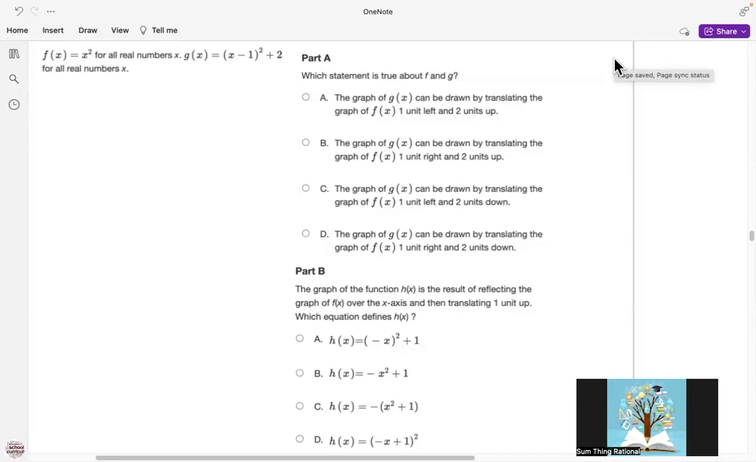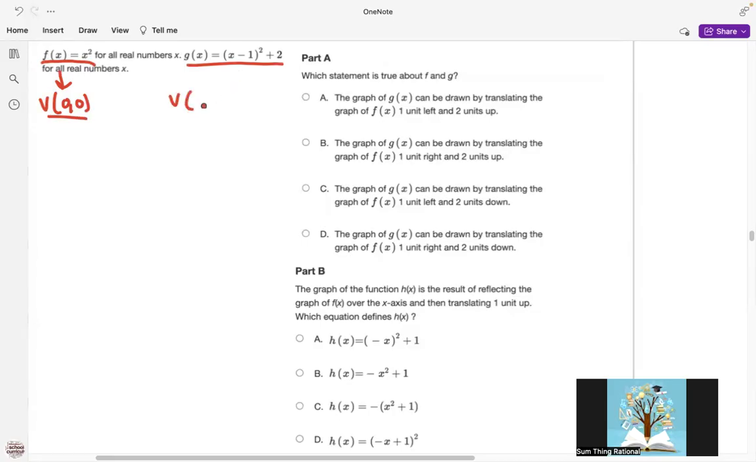Okay, in this question, f of x equals x squared is given. From f of x, there is another function obtained, g of x. g of x is equal to (x minus 1) whole squared plus 2. The vertex of f of x is (0, 0), which is the origin. What is the vertex of g of x?